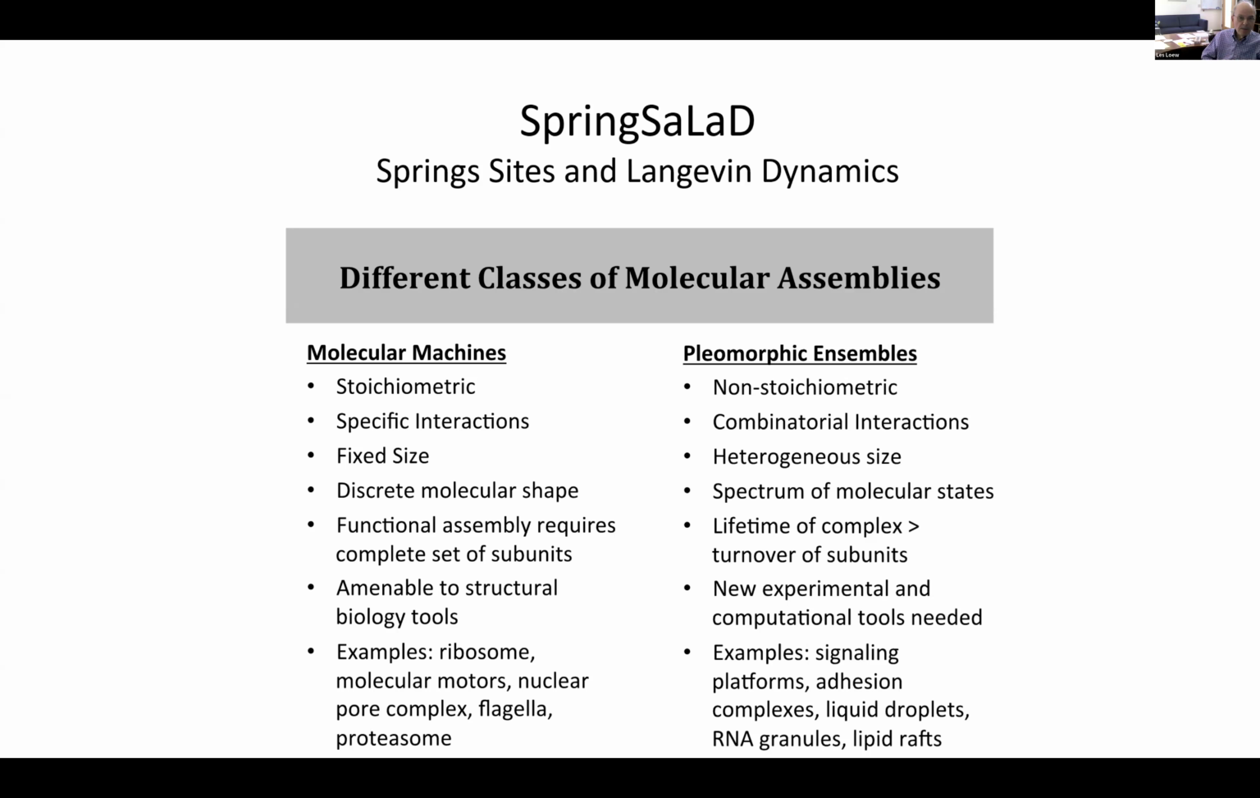These assemblies, these biomolecular condensates, usually have multivalent interactions. And so you have combinatorial complexity similar to what Michael talked about in the case of rule-based modeling. Examples of these are signaling platforms, RNA granules, RNA droplets, lipid rafts, etc.